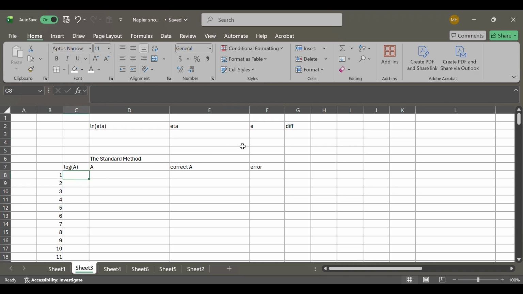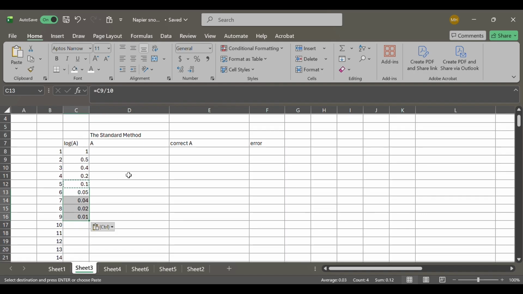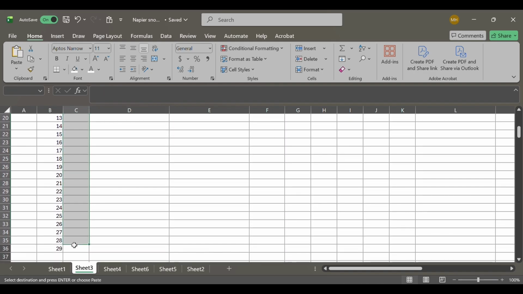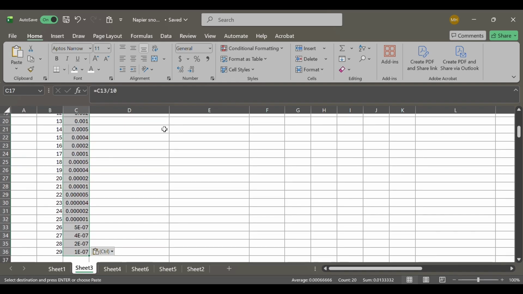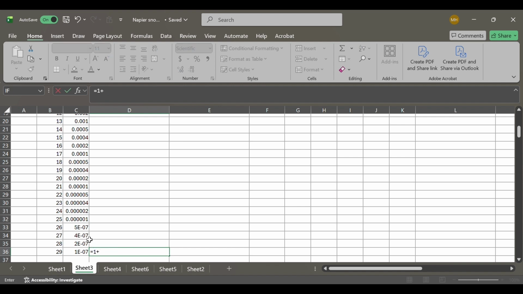So starting off here, we start with 1, 0.5, 0.4, and then 0.2, 0.1, and the next one will be 1/10 of 0.5, and 1/10 of 0.4, 1/10 of 0.2, and 1/10 of 0.1, and we'll just continue until we get 1 over 10 million. Okay. And now we'll add 1 to that number. We'll call that A.